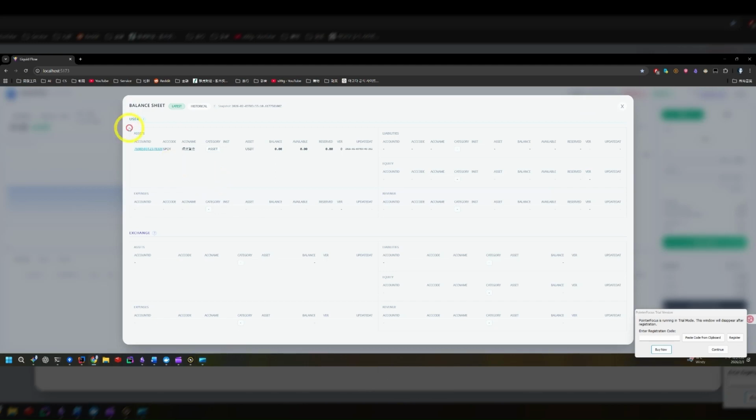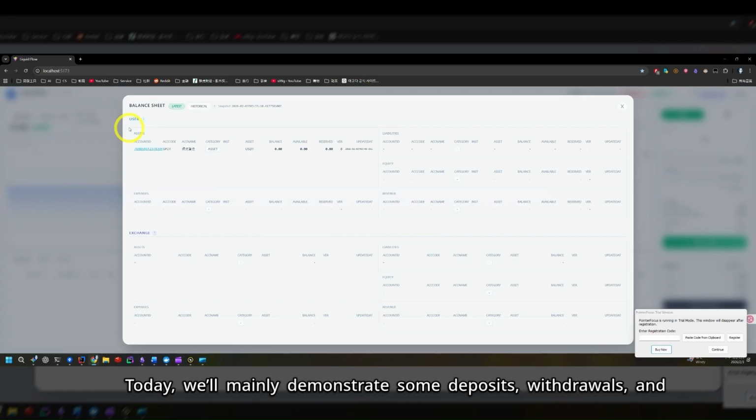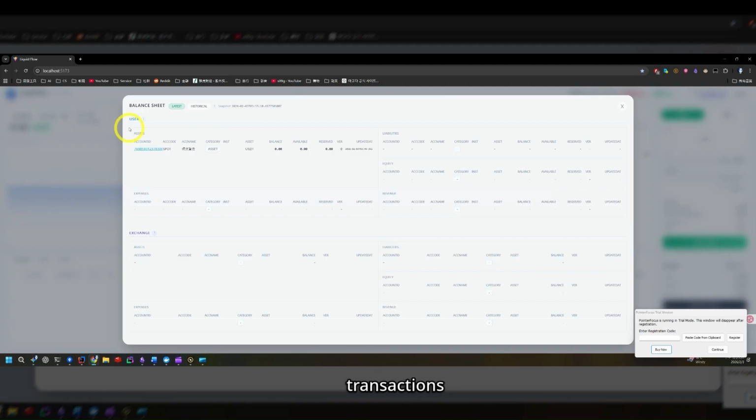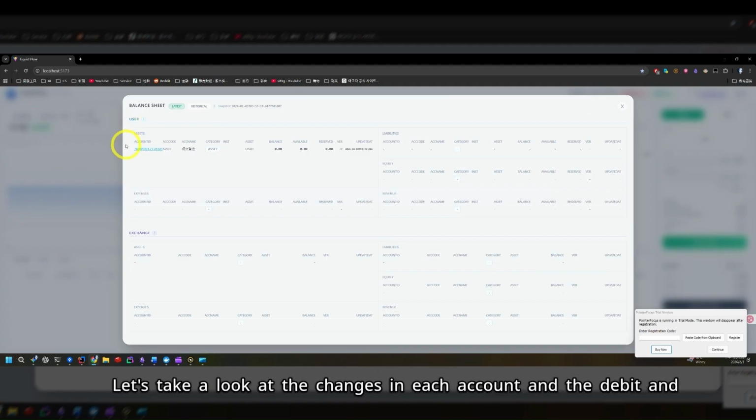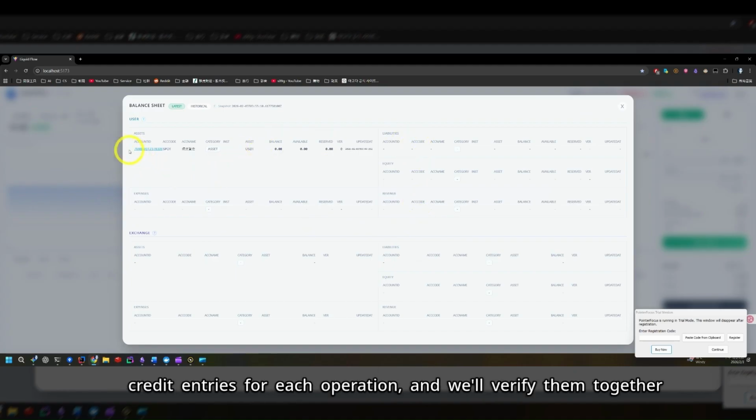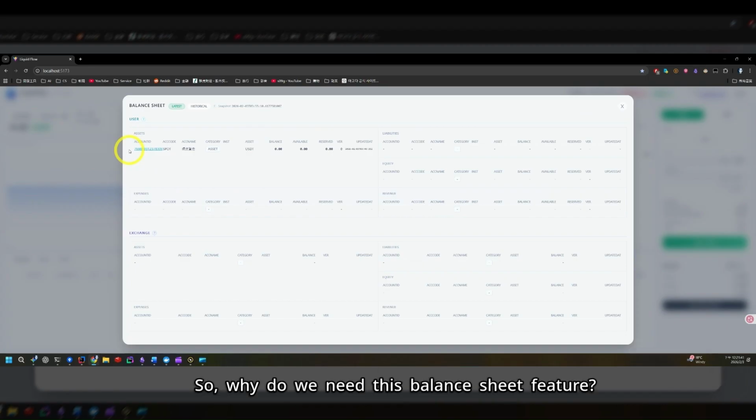Hi, everyone. Today, I want to introduce the balance sheet feature of this project. This shows the initial state of an account. Today, we'll mainly demonstrate some deposits, withdrawals, and transactions. Let's take a look at the changes in each account and the debit and credit entries for each operation, and we'll verify them together. So why do we need this balance sheet feature?